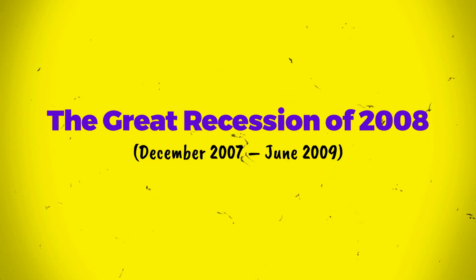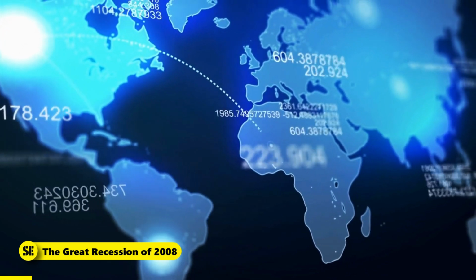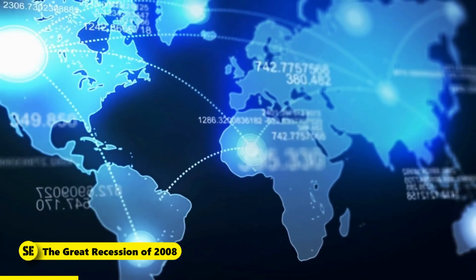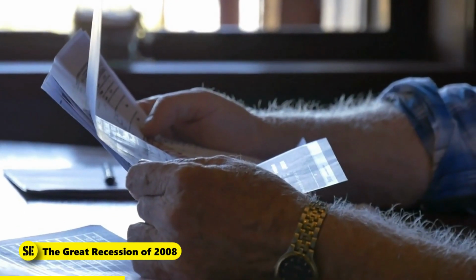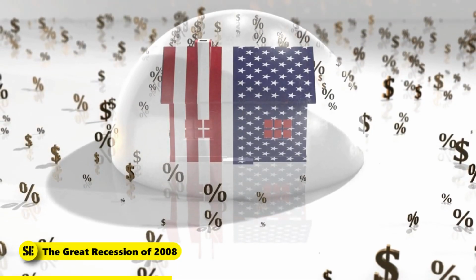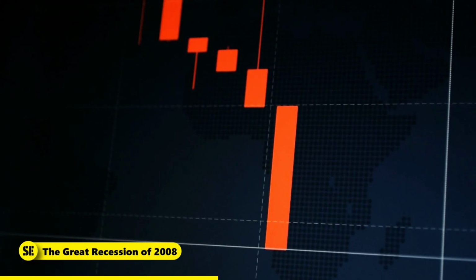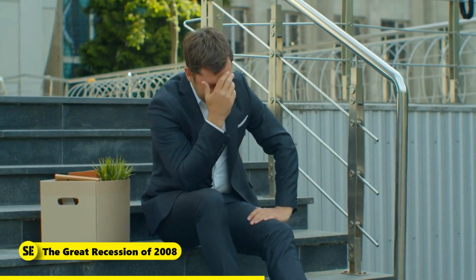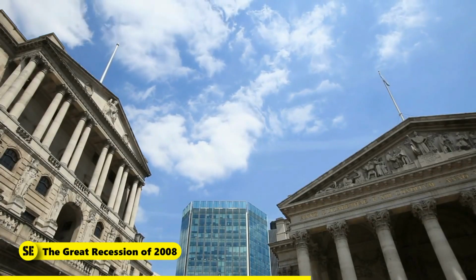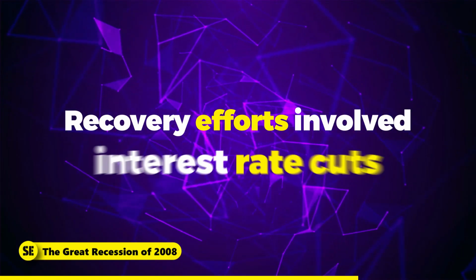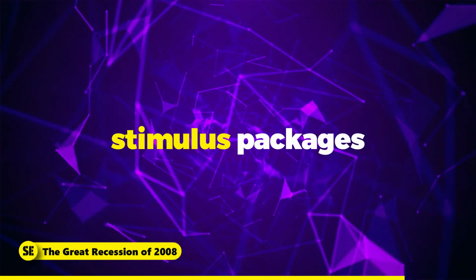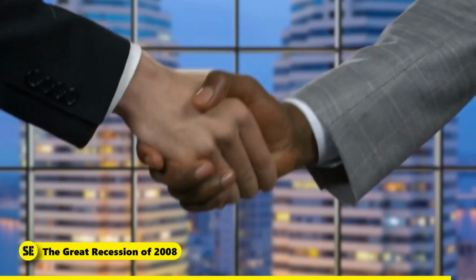The Great Recession of 2008, December 2007 to June 2009. The Great Recession was a global financial crisis caused by the subprime mortgage crisis and the collapse of the U.S. housing bubble. It led to a deep recession, with stock markets crashing, unemployment soaring, and major financial institutions failing. Recovery efforts involved interest rate cuts, stimulus packages, and the enactment of the Dodd-Frank Act.